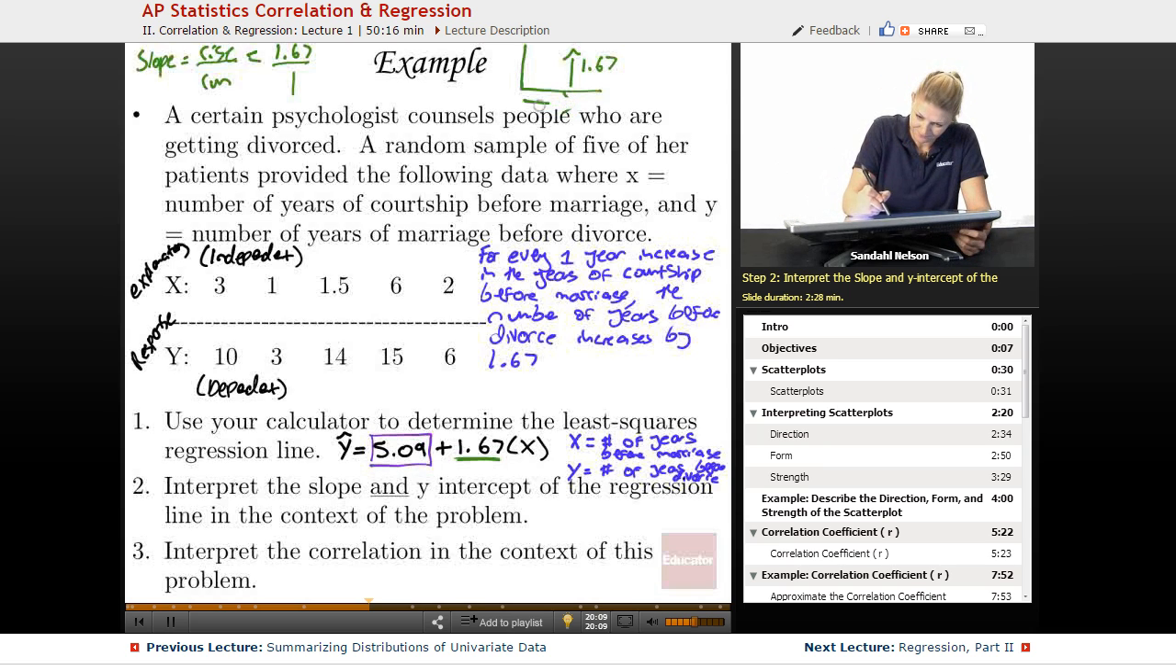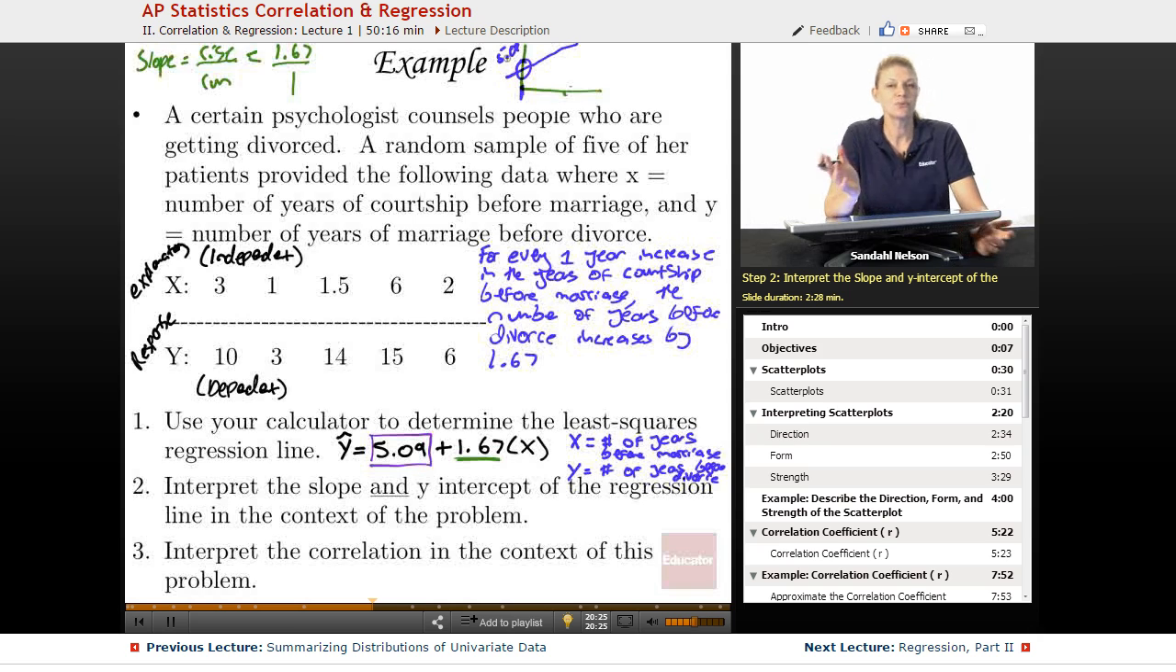Perfect. So now let's look at the y-intercept, 5.09. What that is saying, if we were to draw our regression line, is that our line passes here at 5.09. So when x is 0, y is 5.09. It's really common that you'll be asked to interpret the y-intercept, but it doesn't really make sense. What it's saying is when x, or the number of years before marriage, is 0, then the number of years before divorce is 5.09. That could make sense if you get married right away. There's no courtship before marriage, then they expect to be married for 5.09 years, according to this regression equation, which is made up, so don't take it to heart.